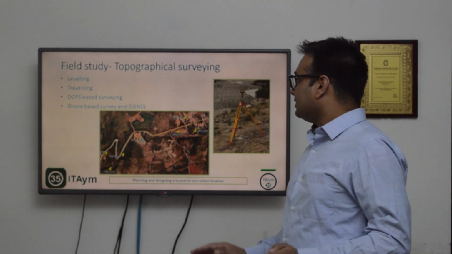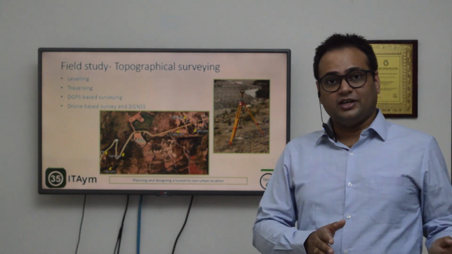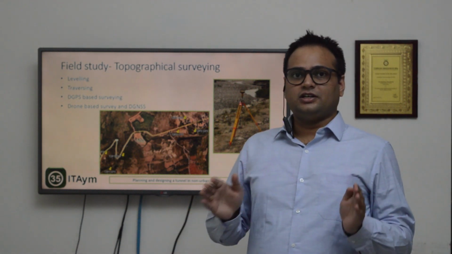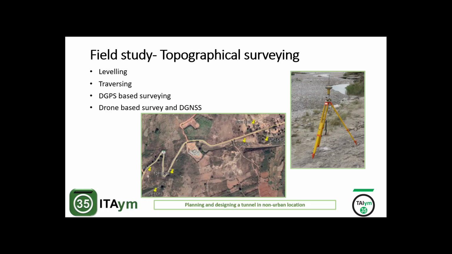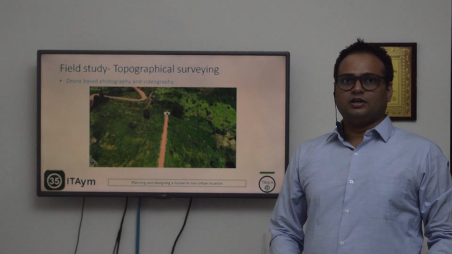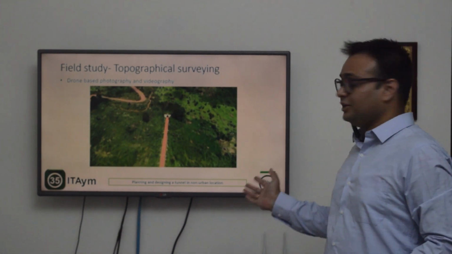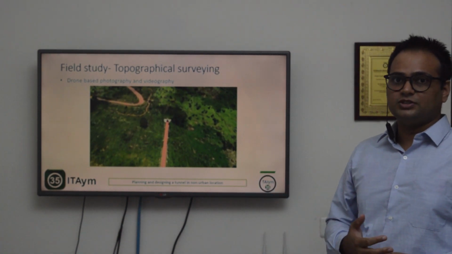To make this study even more accurate, we went to the field to do a detailed survey of the region by leveling, traversing, DGPS, and drone-based surveys. After doing this study, we could achieve an accuracy of 1 millimeter to know the exact topography of this region. We will have a look at one of the videos that we took using drones while we were doing the survey.